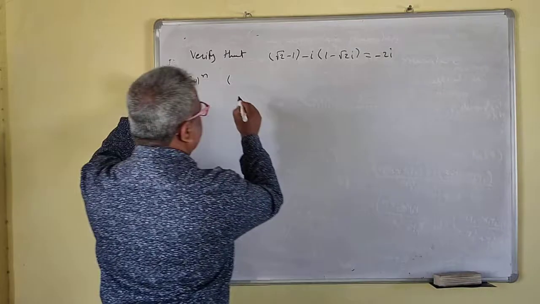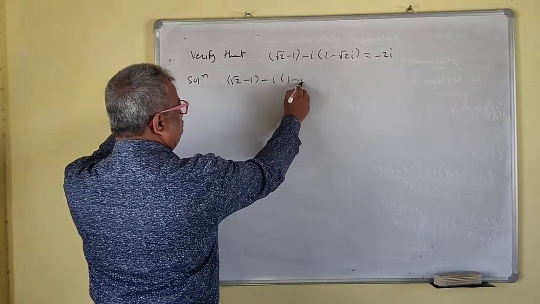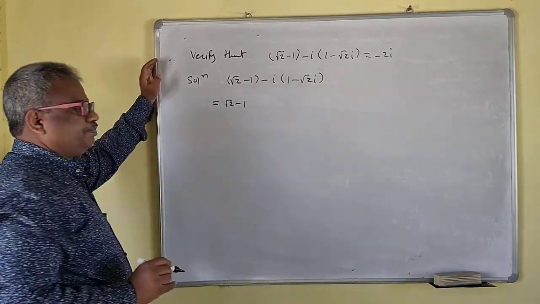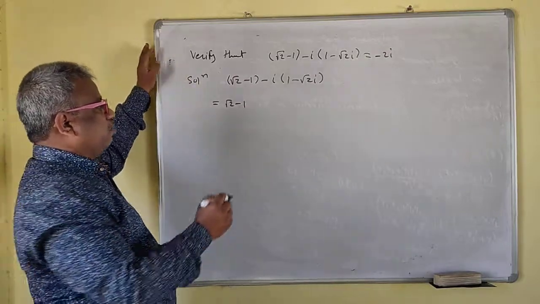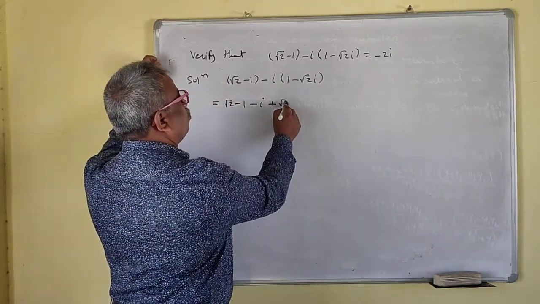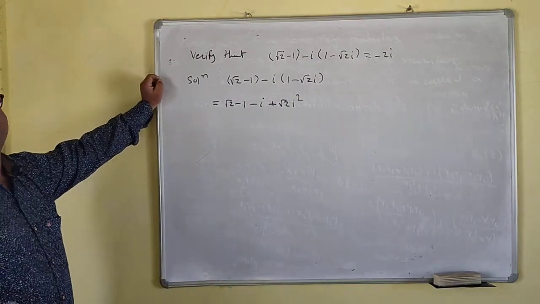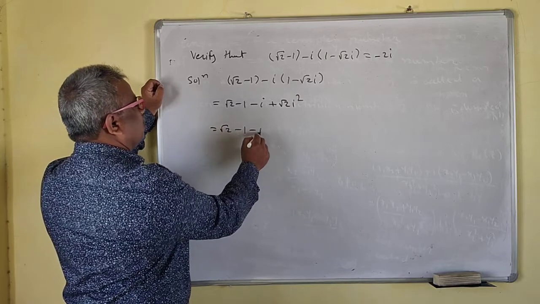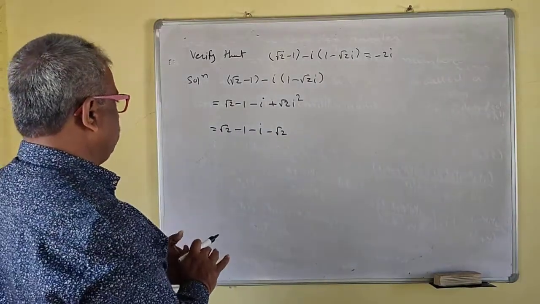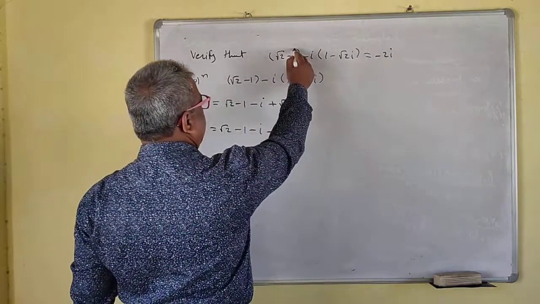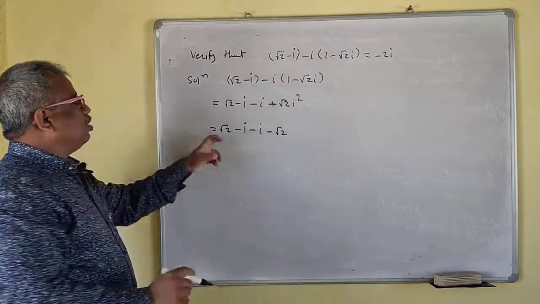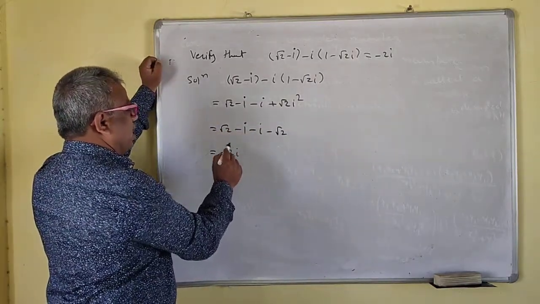We'll take this: (√2 − 1) − i(1 − √2 i). We have to open the bracket. So this is √2 − 1. Now here minus i, we'll multiply by minus i. So this is minus i, and minus minus becomes plus: plus √2 i square. But i square is minus 1, so this is minus √2. So here this is i, this is i. Now √2 gets cancelled, and minus i minus i is minus 2i. So we are through.